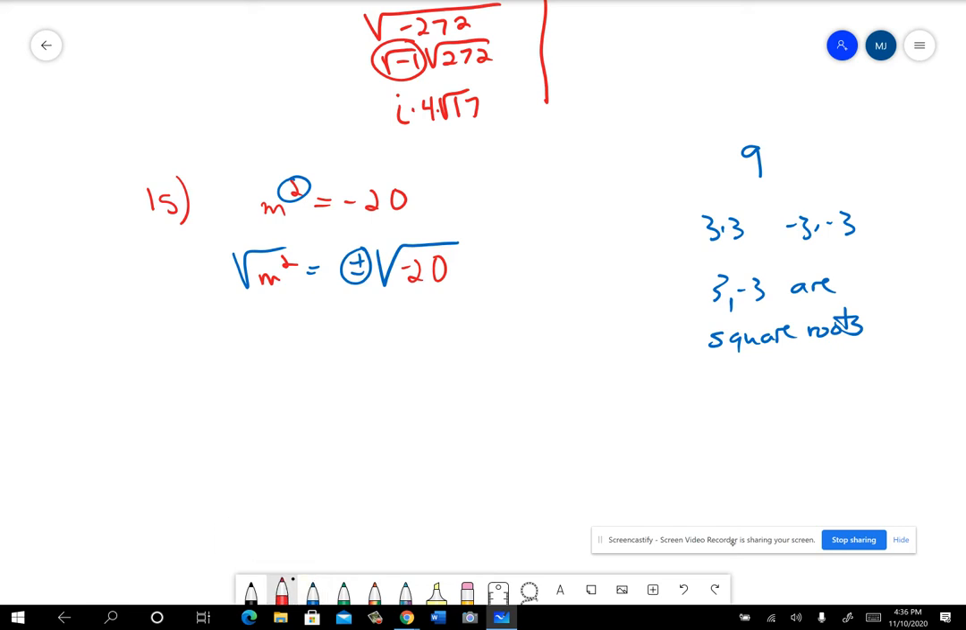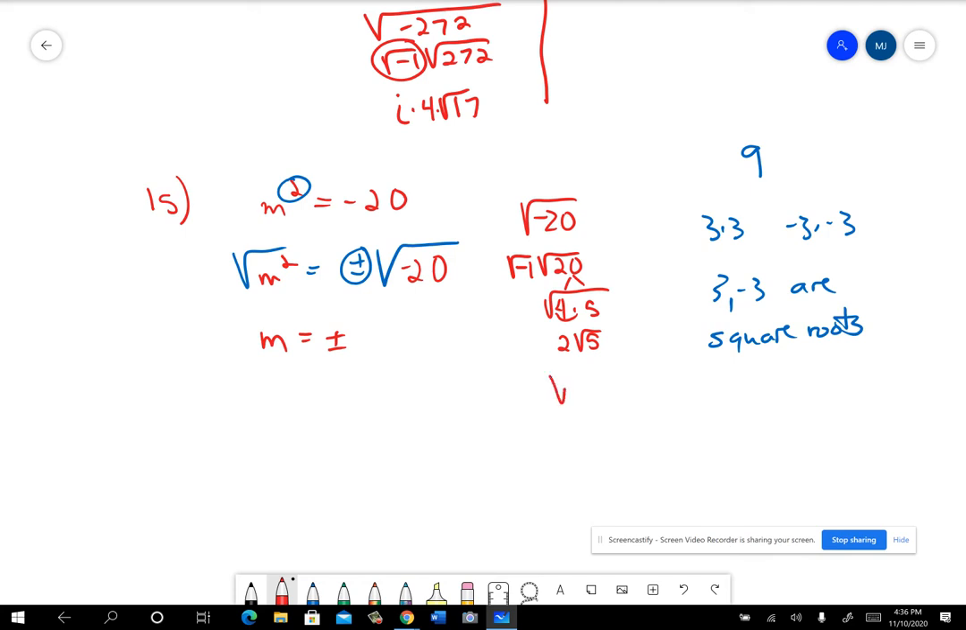So when you do the square root of m squared, you'll get m. That's why you did what you did. And then this would be plus or minus the square root of negative 20. So we're going to think about that. So we have square root of negative 1 times square root of 20. 20 breaks down into 4 times 5. 4 happens to be a perfect square. You could stop there if you notice that and say 2 square root of 5 on that.